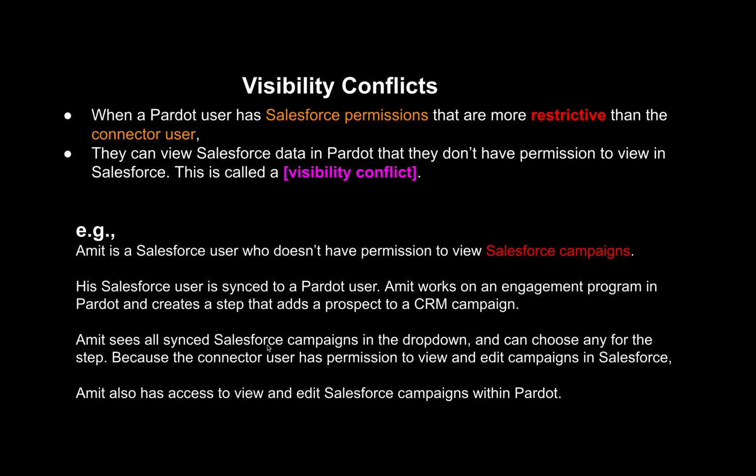Amit sees all synced Pardot campaigns in the dropdown. He can choose any of those for that step or node which they are trying to configure, because the connector user has permission to view and edit campaigns in Salesforce. So the connector user will always have an edge, right? Amit also has access to view and edit Salesforce campaigns within Pardot. So that's the beauty of the Pardot and Salesforce connector, and how authorizations and sharing work when it comes to data visibility, and what a visibility conflict actually is. We understand it with an example.